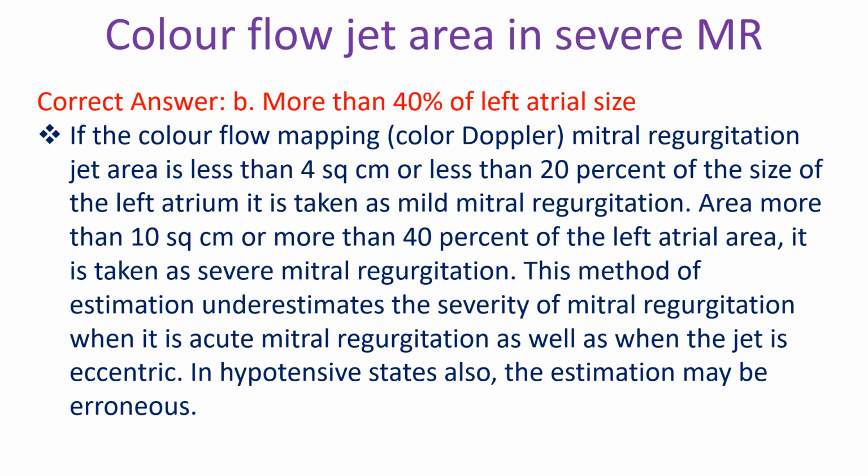If the color Doppler mitral regurgitation jet area is less than 4 square centimeter or less than 20% of the size of the left atrium, it is taken as mild mitral regurgitation. Area more than 10 square centimeter or more than 40% of left atrial area, it is taken as severe mitral regurgitation. This method of estimation underestimates the severity of mitral regurgitation when it is acute mitral regurgitation as well as when the jet is eccentric. In hypotensive states also, the estimation may be erroneous.